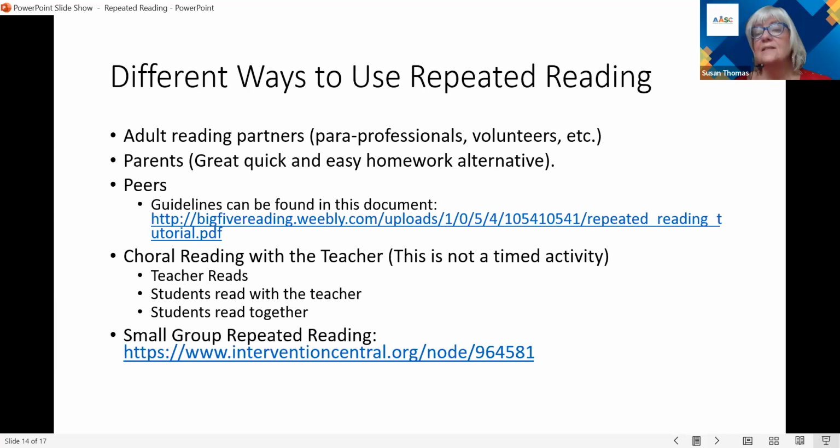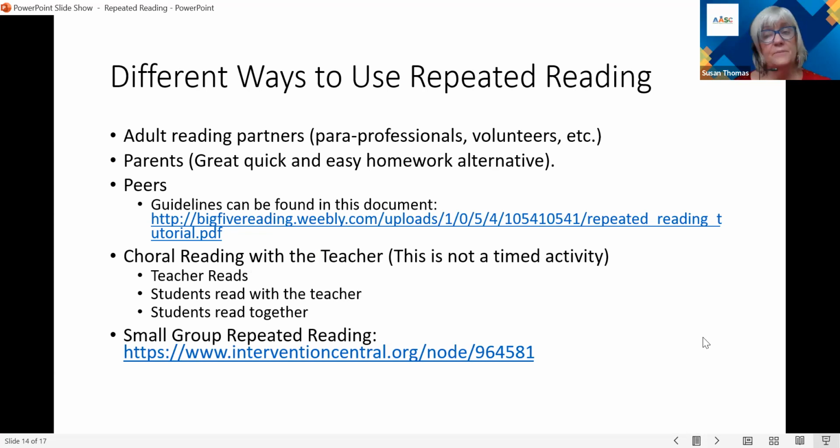Certainly, there are ways that this has been incorporated with peers, and there are guidelines in this document. It's an older document, but the guidelines are still good. Right here, if you click on that, Beth Harn and David Chard a number of years ago wrote a document, and they've got great guidelines for how peers can do this with each other and how you set up those peer groups.